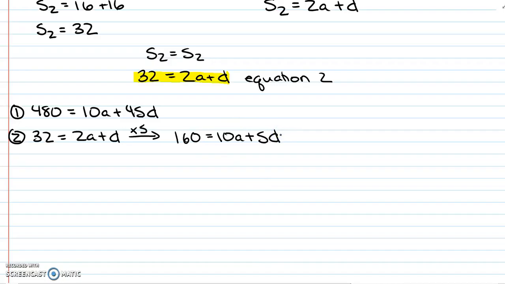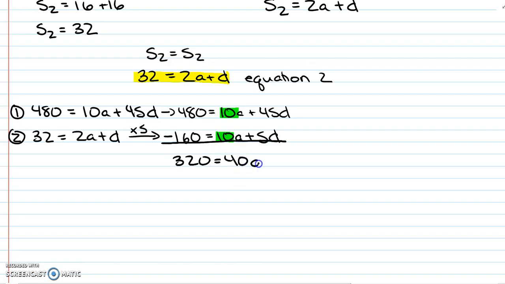If you need a refresher on how to do elimination, there will be a link in the description box below. So we can now write equation number 1 again: 480 is equal to 10a plus 45d. As you can see, both a terms have the same coefficient, which is 10. So when we subtract them, it will be 0, so the a value is going to be eliminated. If we subtract these two equations, we get 320 is equal to 40d.